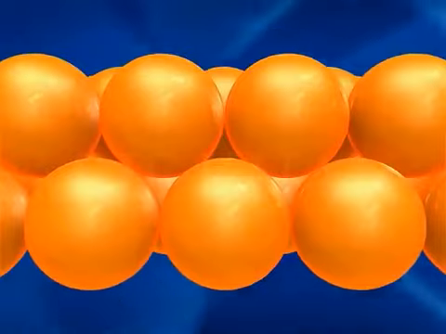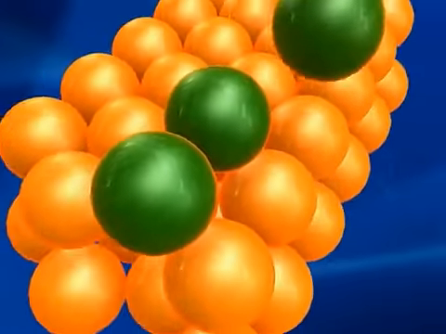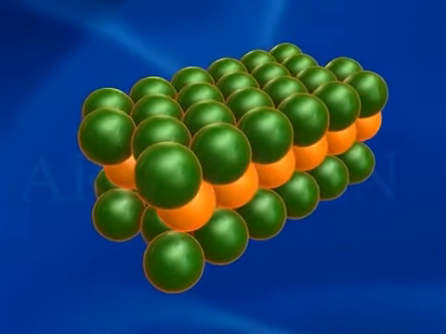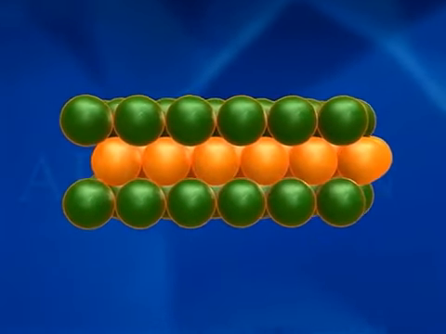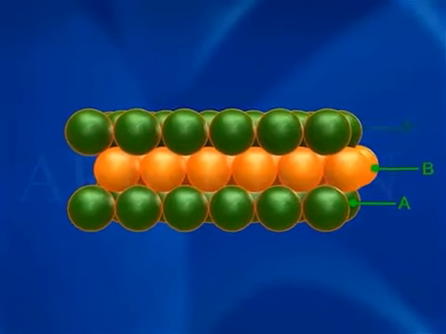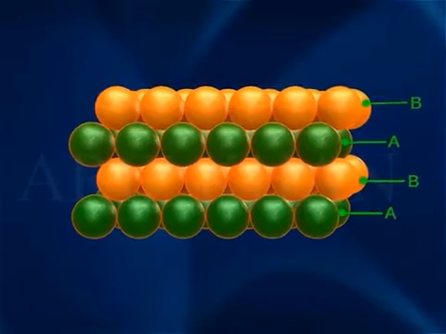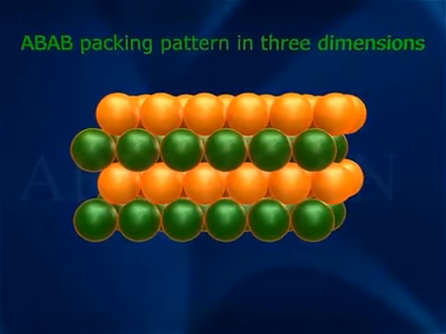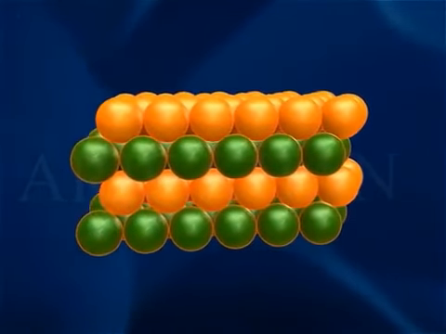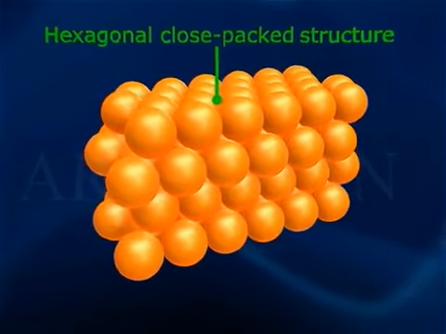The third layer is then placed over the second layer, covering its tetrahedral voids. The particles of the third layer in this case are exactly aligned with that of the first layer. So, if the first layer is A-type and the second layer is B-type, the third layer will again be A-type. This pattern repeats in the subsequent layers and is called AB-AB packing pattern in 3 dimensions. The structure resulting from this packing pattern is called a hexagonal close pack structure.